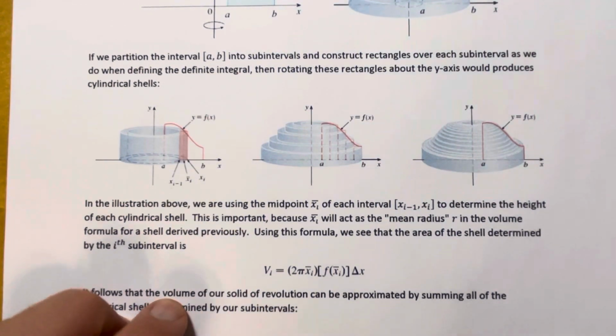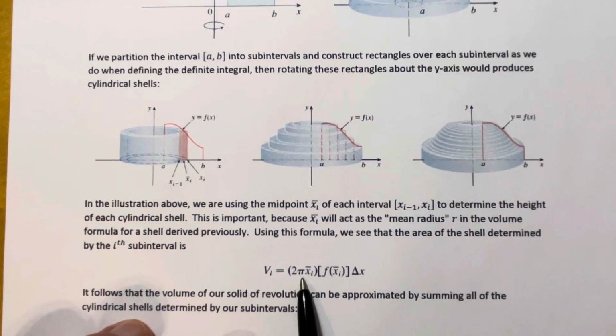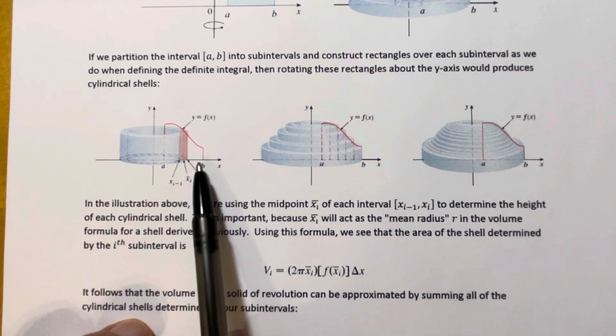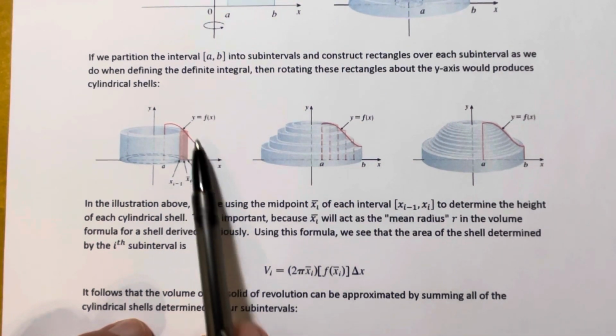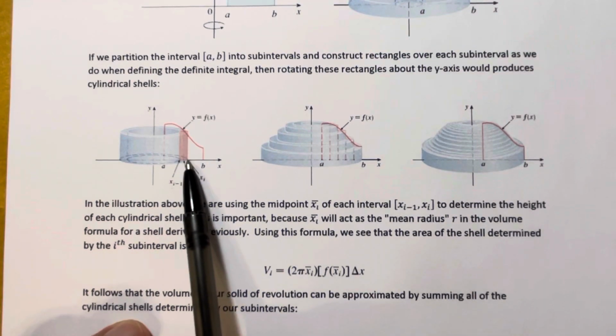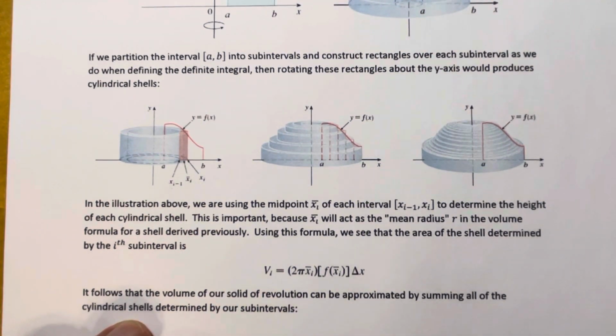Remember, that midpoint showed up in our formula, so that would mean that the circumference that we want here is 2π x̄i. But by also using x̄i to determine the height of our rectangle, that shows up here as well. So x̄i is showing up in two places, f(x̄i) right here. And then Δx, the width of that subinterval, is going to be the thickness of that cylindrical shell, so Δx represents our thickness. And right away, this is looking like the kind of thing that we put into a Riemann sum to come up with a definite integral, which is exactly what we want to do.